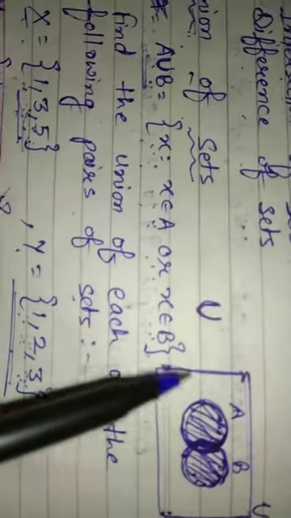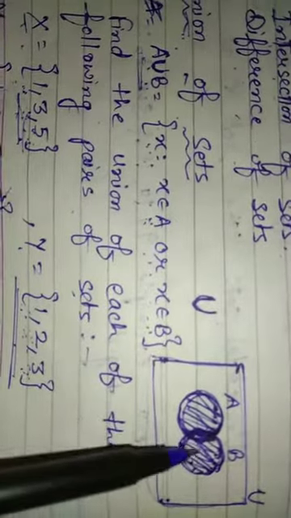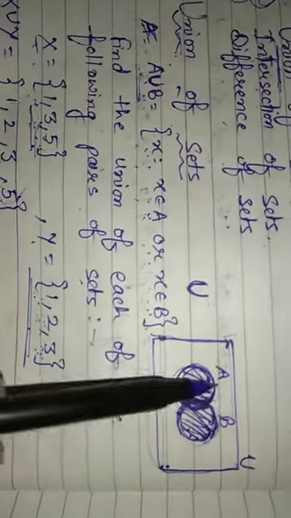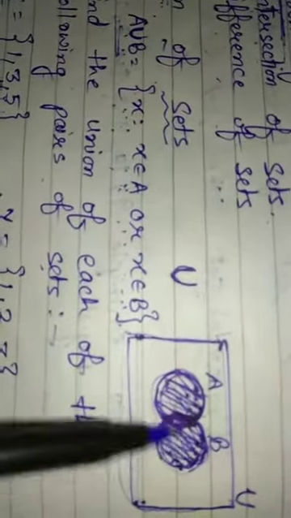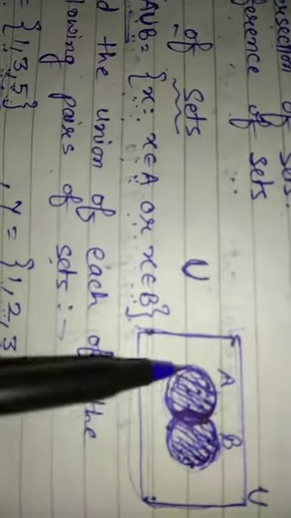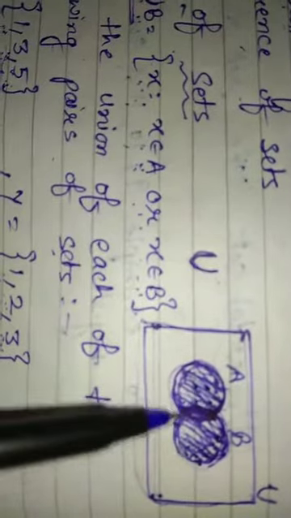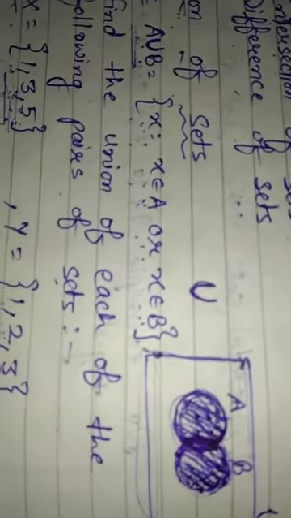According to the Venn diagram, suppose this is the universal set and A and B are these sets. Then the union is this shaded portion. This shaded portion is showing the union, so A union B is shown by the shaded portion. Clear?